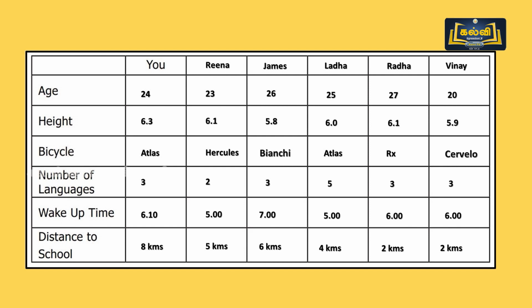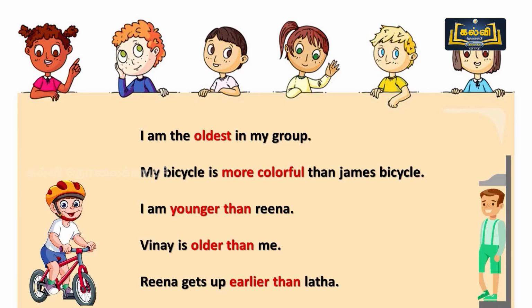For these persons, you will fill in the height, weight, age, the brand of their cycle, number of languages they know, waking up time, and distance to school. After filling in all this, you are framing sentences, 3 sentences in comparative degree and 3 sentences in superlative degree. This is an exercise given to you. See, I am the oldest in my group. My bicycle is more colorful than Jane's bicycle. So, now it is our option to frame the sentences.